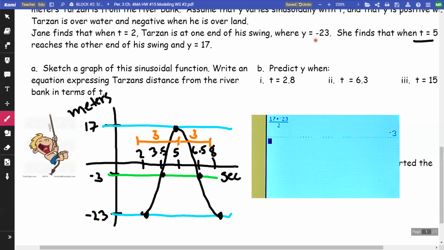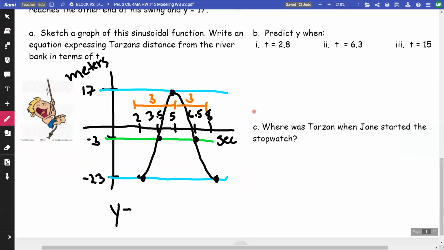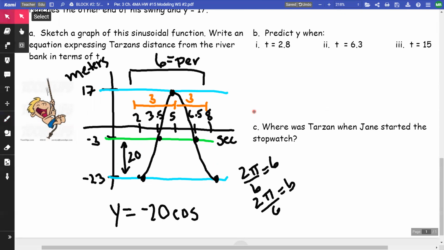So that's that. Now we need to figure out our equation. I'm going to do a cosine. The distance from here to here is 20. It's going to be a negative 20 because we're starting down. It was 6 going all the way from here to here, so that is going to be our period. So 2 pi over b is equal to 6. So 2 pi over 6, or pi thirds.